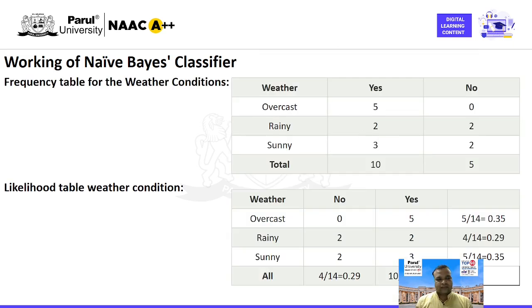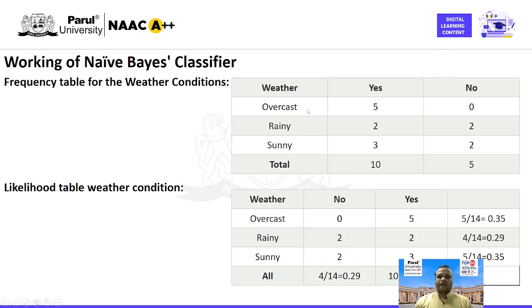First, we observe the data set. Second, we need to create a frequency table for the given data set. Here is the frequency table. The first column represents the weather condition. There are three conditions here: overcast, rainy, and sunny. And there are two play conditions, yes or no.